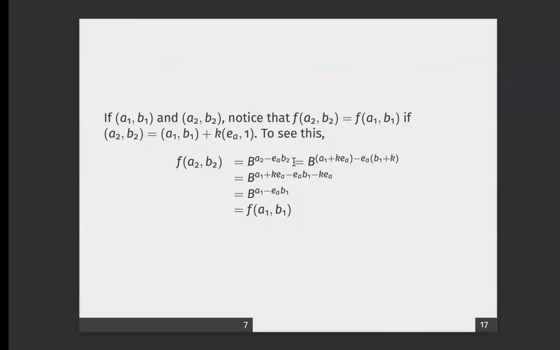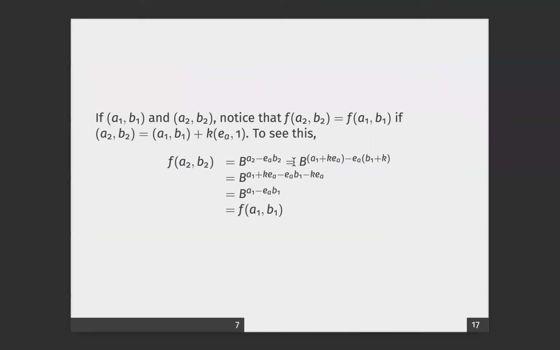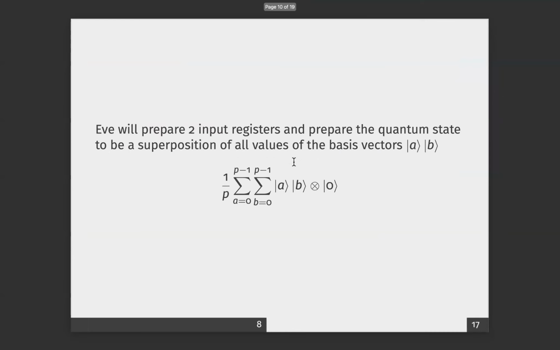Okay, let's go back. Now that we have shown that it's a periodic function, the next thing we need to do is use Shor's algorithm. We are going to prepare two registers in superposition and one output register. So here, these are our two input registers and one output register.